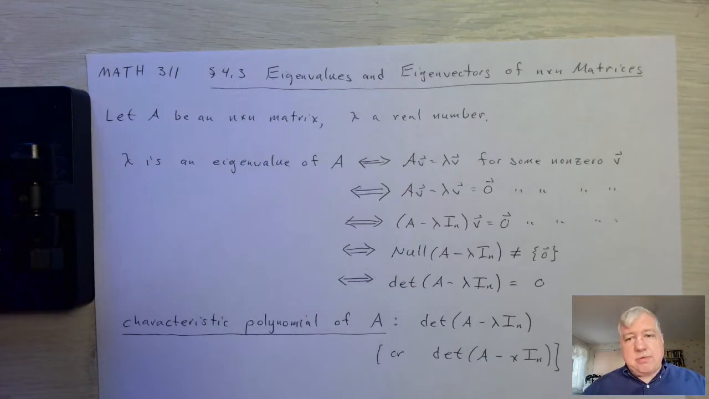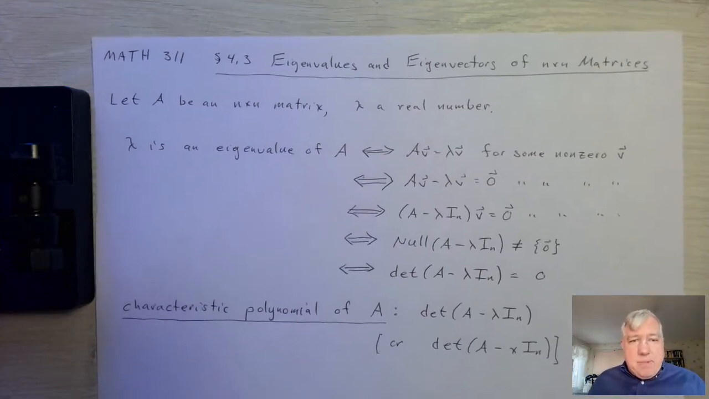And you'll see that there's going to be a lot of common ground, and we're just going to be extending them. The ideas of characteristic polynomials and determinants and eigenspaces. So let's go through the theory first.